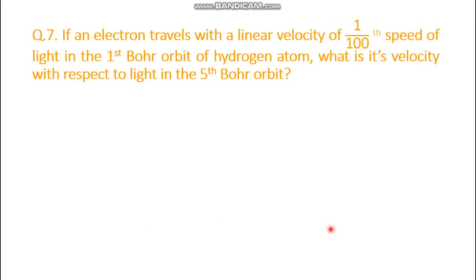Okay. Now move on to the second question of today's lecture, and the seventh question of this chapter. If an electron travels with a linear velocity of 1/100th the speed of light in the first Bohr orbit of a hydrogen atom, what is its velocity with respect to light in the fifth Bohr orbit?